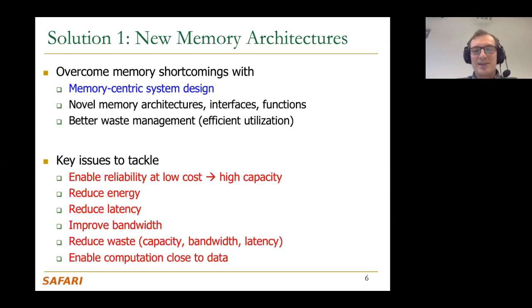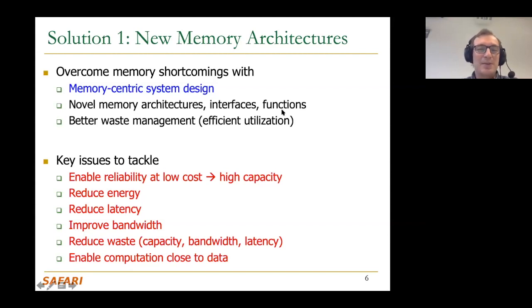Okay, so this is solution one, basically new memory architectures. How do you design new memory architectures that are fundamentally better with memory-centric system design? And we're going to talk a lot about that. And we're going to cover a bunch of papers. Clearly, we're not going to cover all of the papers that have been published on this topic. And unfortunately, there are no textbooks that cover this information really well. That's why I'm going to give you papers and book chapters.